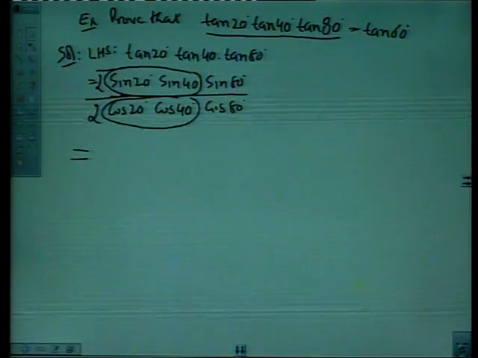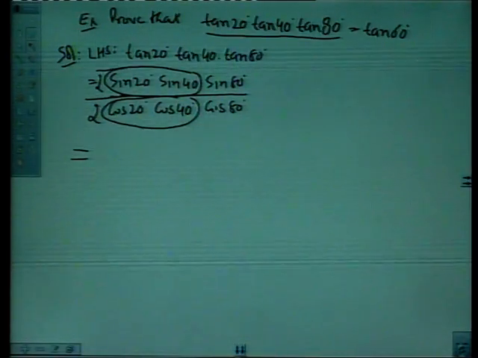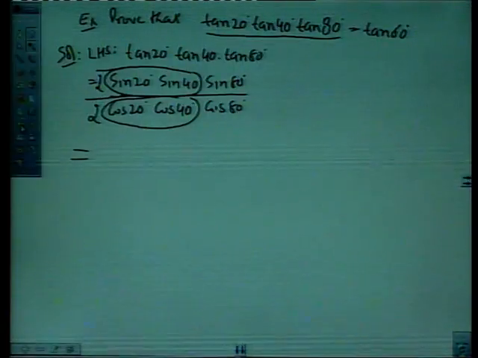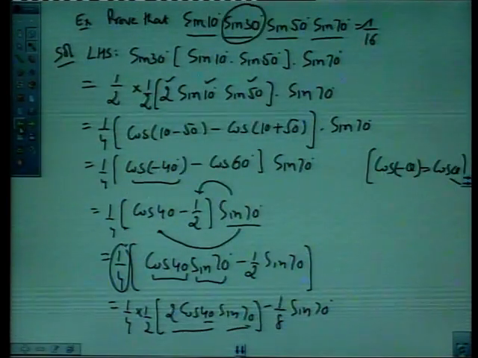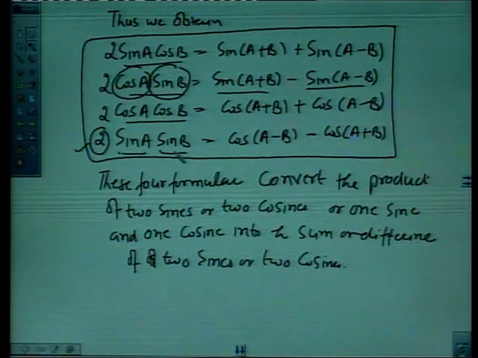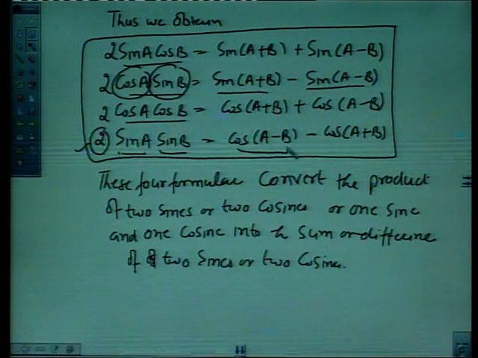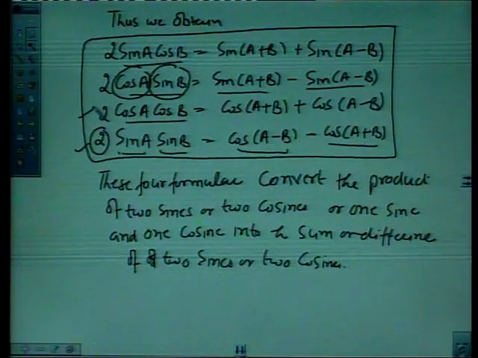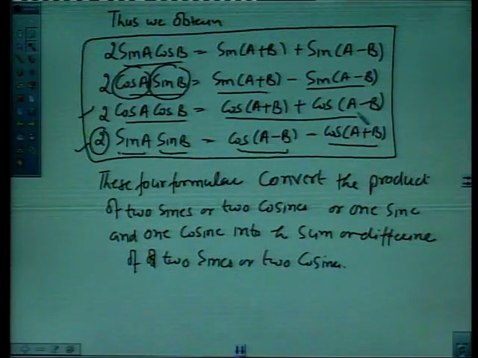So what is the formula? We know that what is the formula for 2 sin A sin B? What is the formula? 2 sin A sin B is cos A minus B minus cos A plus B, and what is the formula for 2 cos A cos B? This formula.